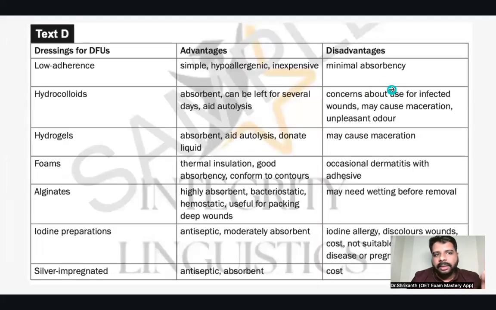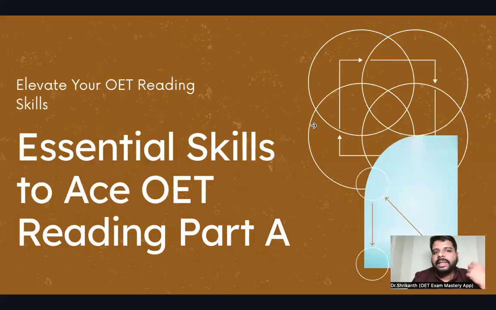All right, and then we have text D as well. So like this, we have 4 texts. And as I told you, we have 20 different questions coming from these 700 words. And you need to have the skills over here.